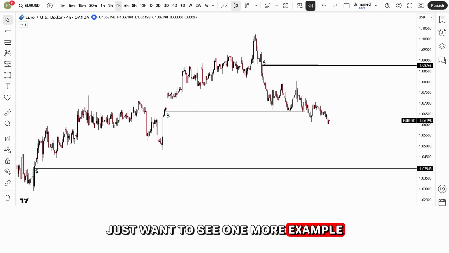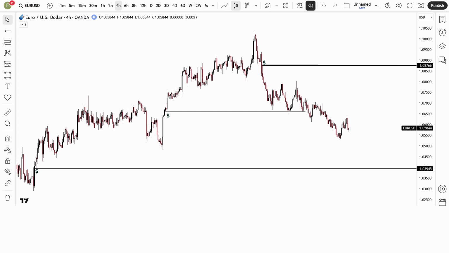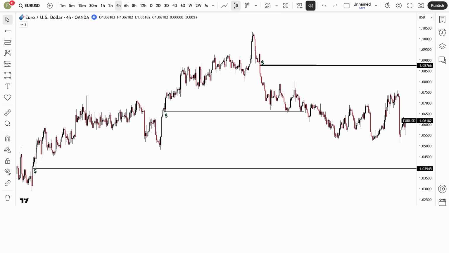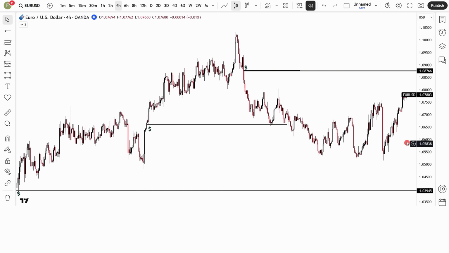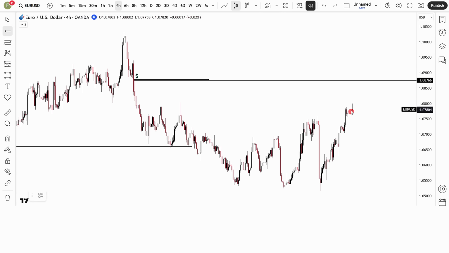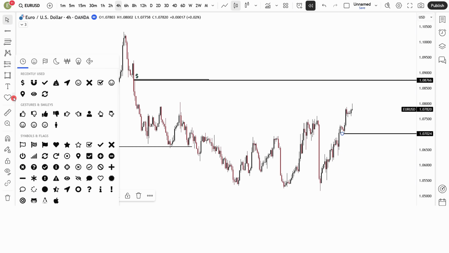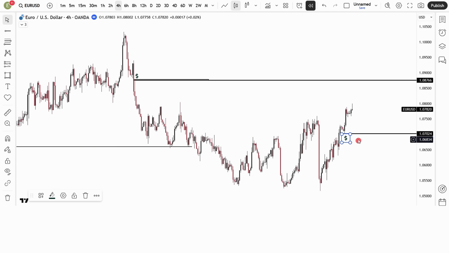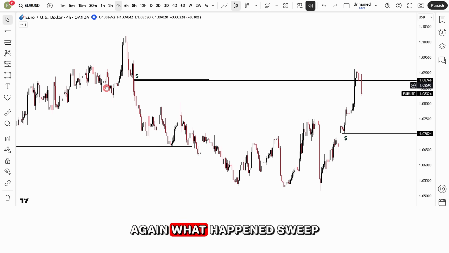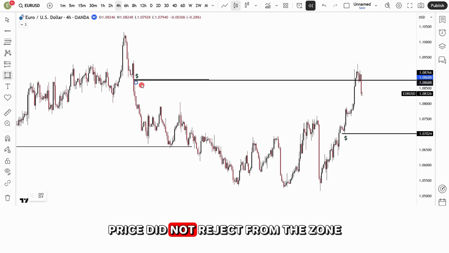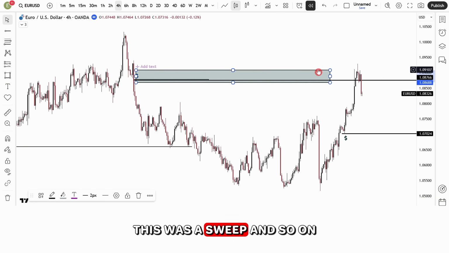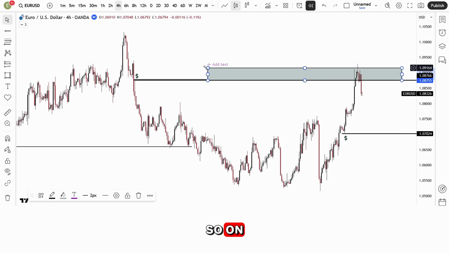Just want to see one more example. Okay, what do we have here? This compression pushed price. So again, what happened? Sweep. Price did not reject from this zone. This was a sweep. And so on.